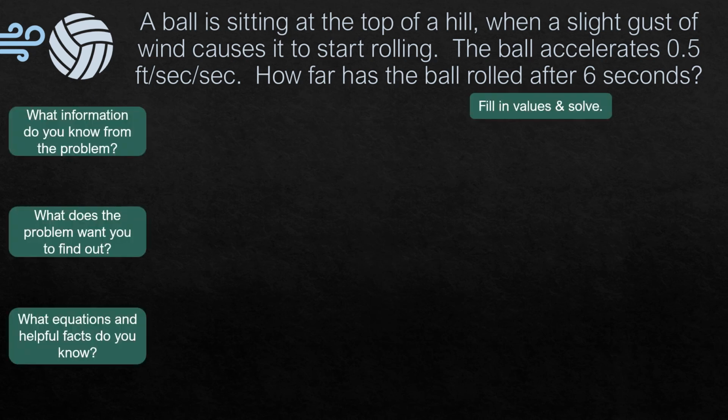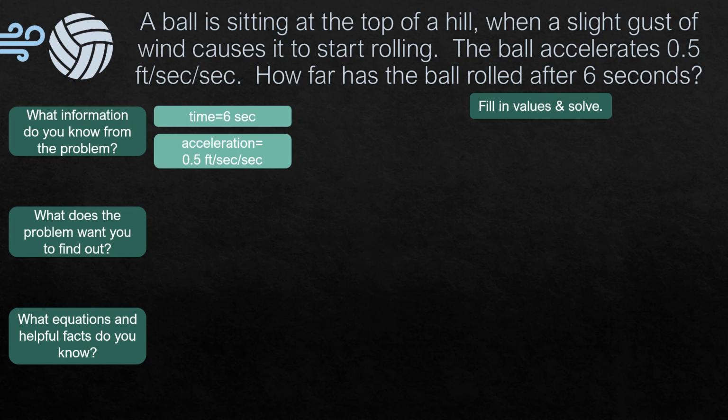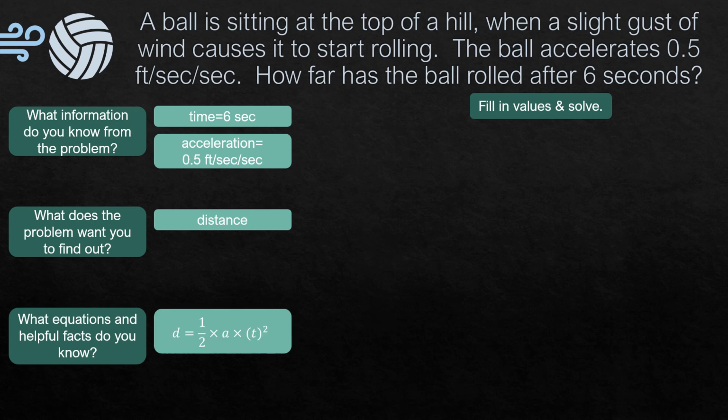First, ask yourself what you know from the problem. Time equals 6 seconds. Acceleration equals 0.5 feet per second, or 0.5 feet per second squared. What does the problem want you to find? Distance. How far has the ball rolled? What equations and helpful facts do you know? Distance equals 1/2 times acceleration times time squared.